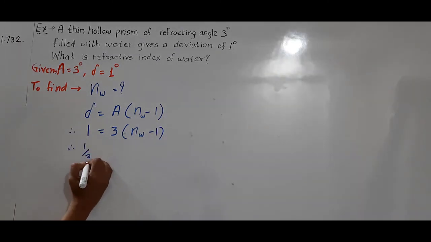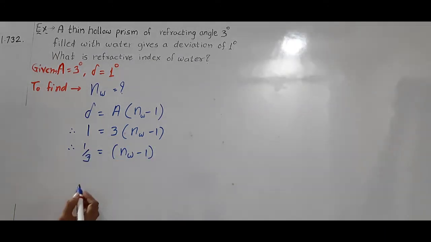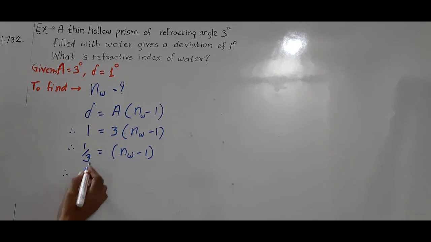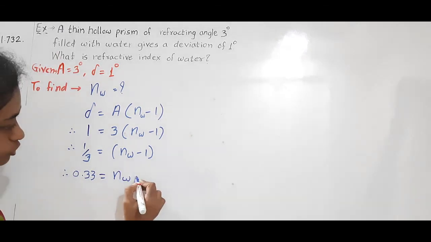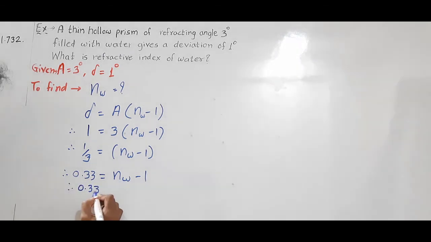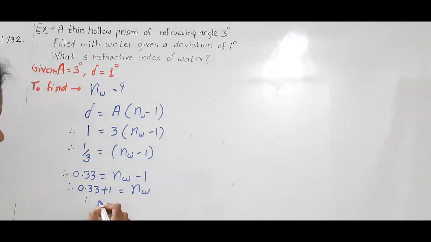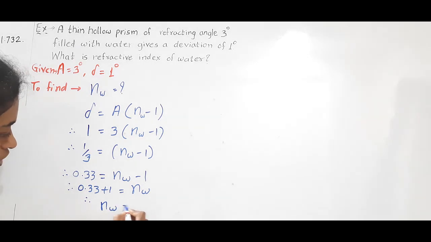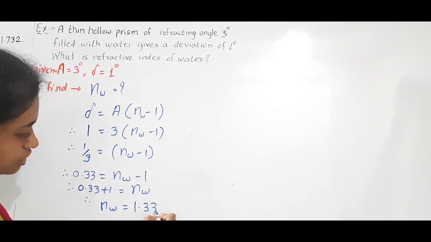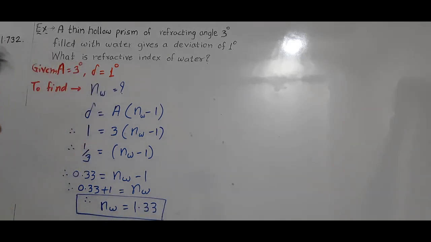Therefore, 1 by 3 is equal to n for water minus 1. 1 by 3, we will divide here, we will get 0.33 recurring, that is equal to n w minus 1. Therefore, 0.33 plus 1 is equal to the refractive index for water. We will write here, therefore, the refractive index for water is equal to 1.33. As it is a refractive index, there is no unit. Okay.